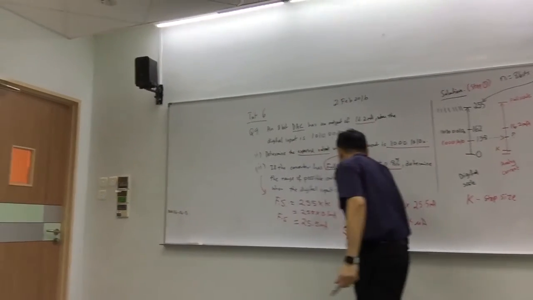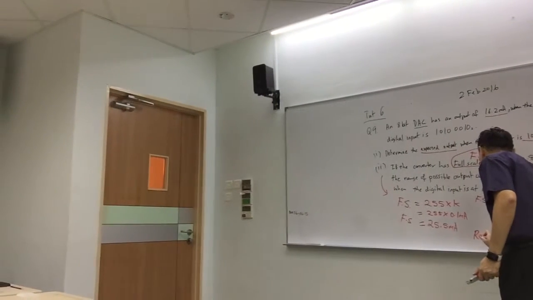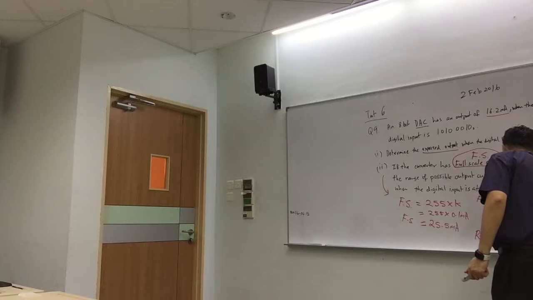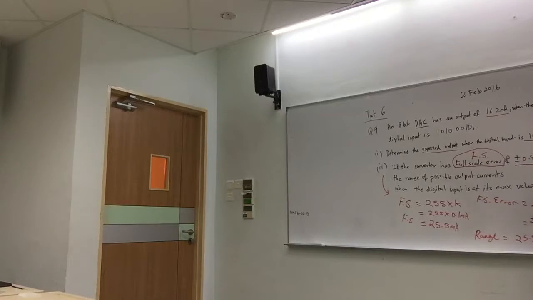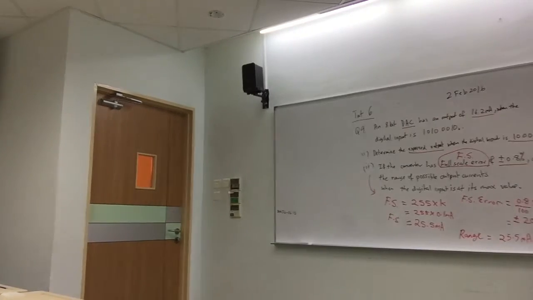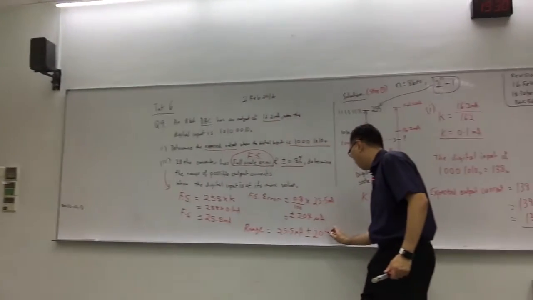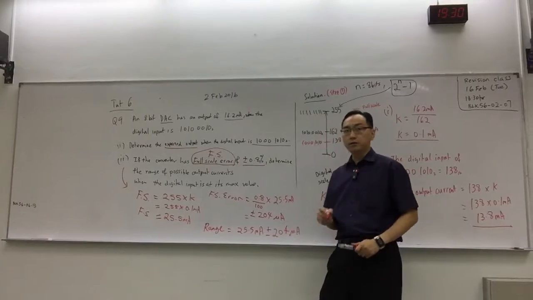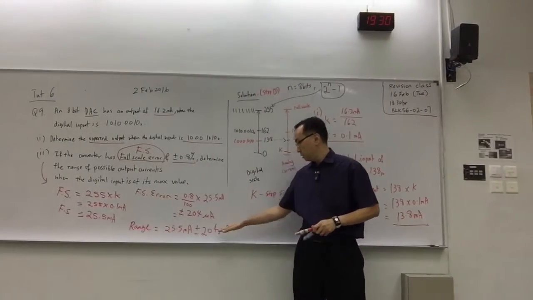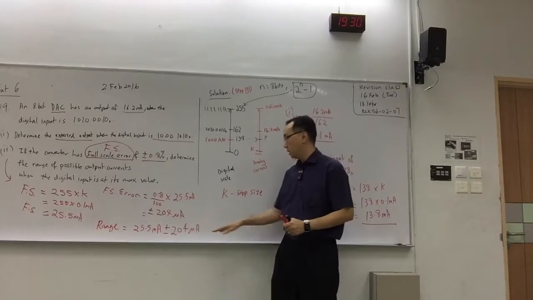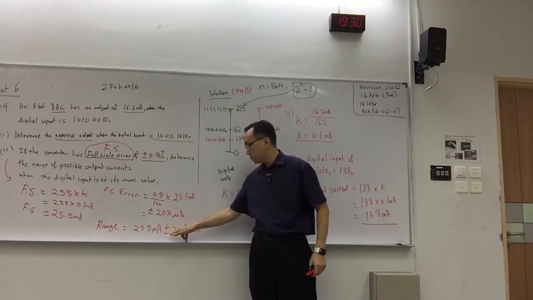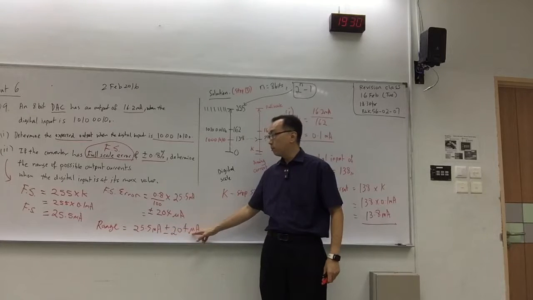Okay, I'm going to write here. The range of possible value will be equal to 25.5 milliampere, you just put it like that, plus minus 204. So we can convert, put 0.2 milliamp. As long as you give us the correct units, it's fine. This one is microamp, so your 25.5 milliamp plus minus 204 microampere.